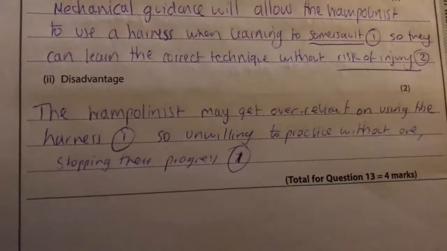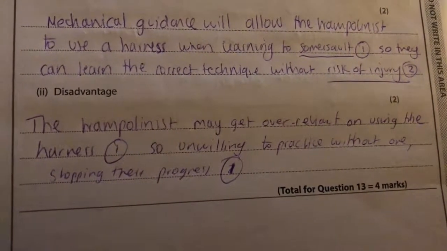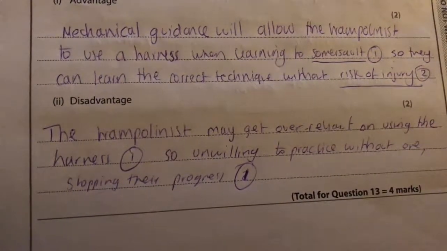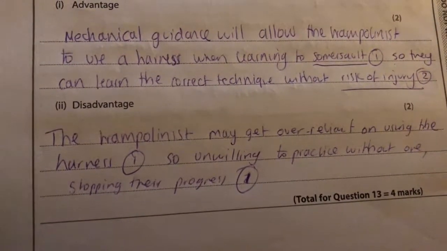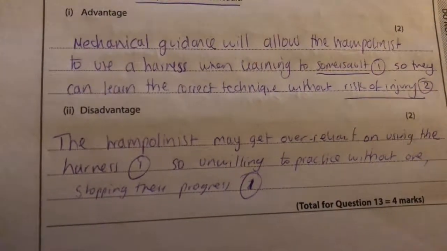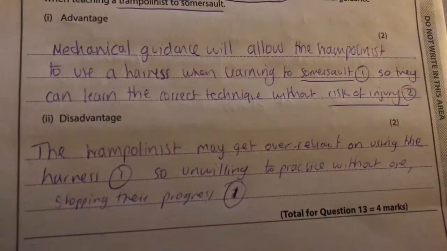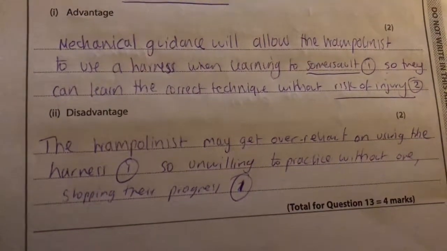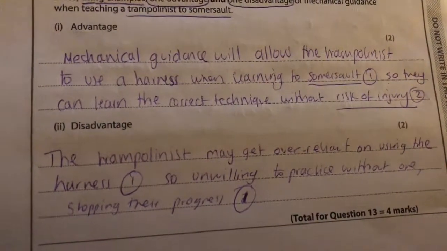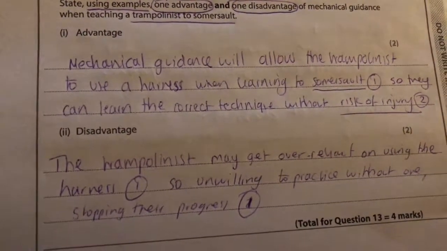Switch that around for the disadvantage. The trampolinist may become over-reliant on using the harness. So the problem with that example is if you've always trained using your harness, some people don't want to come out of the harness, so it makes it more difficult for them to progress because they then can't put that into a routine because they're strapped in. So I'm willing to practice without one, stopping their progress. So we're unable to get them any further assistance because they won't come out of the harness and perform the move on their own because they've become over-reliant.